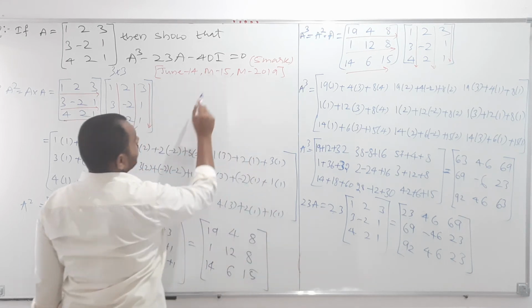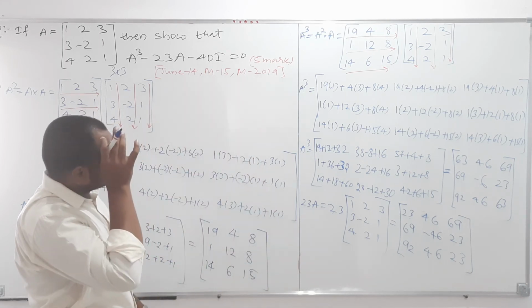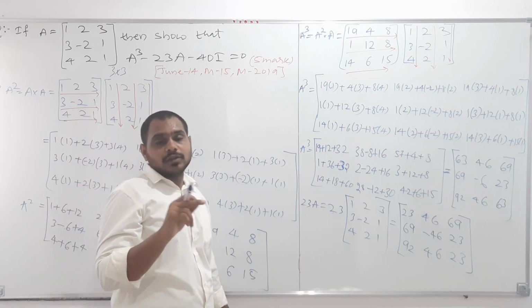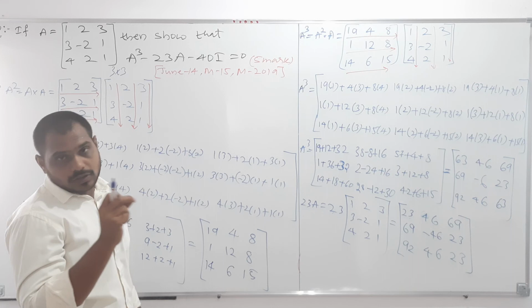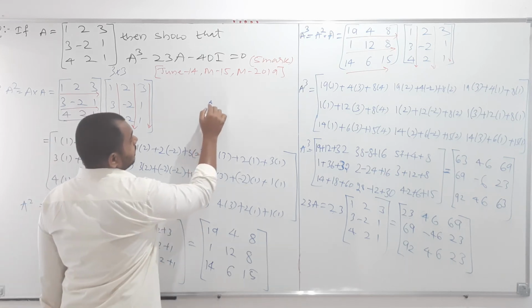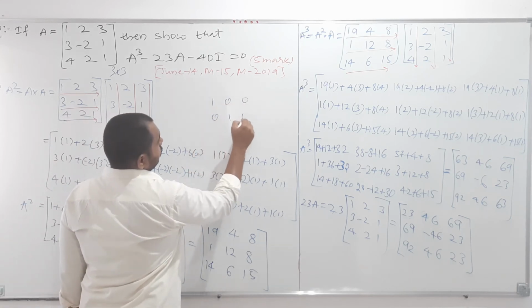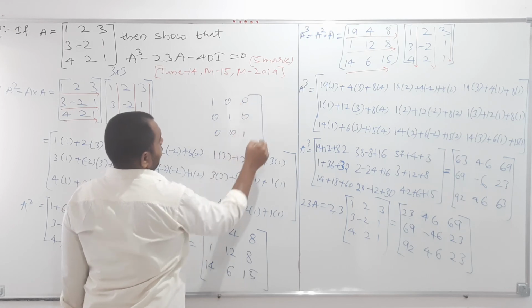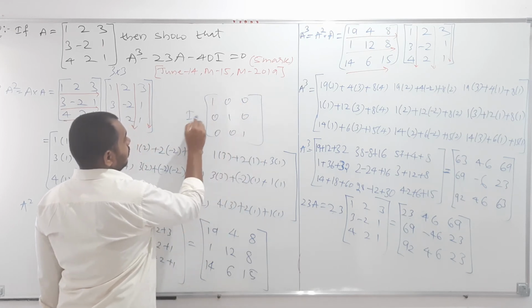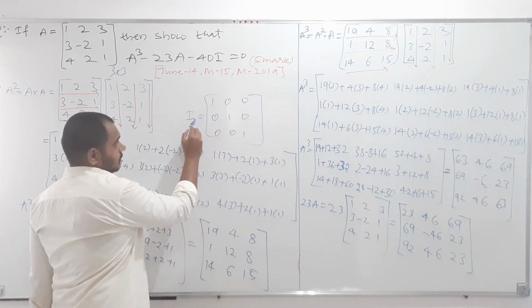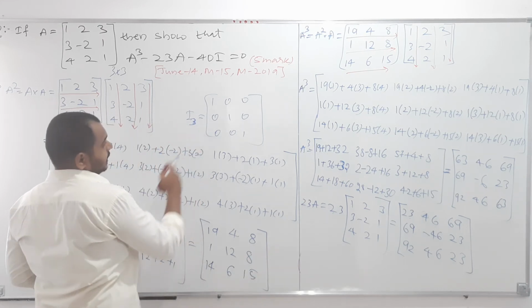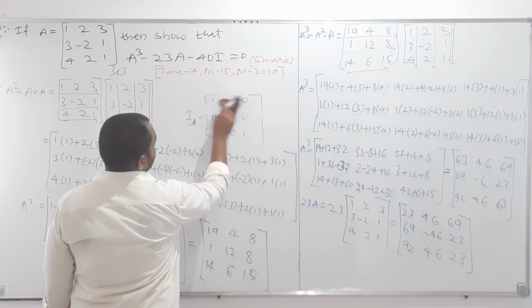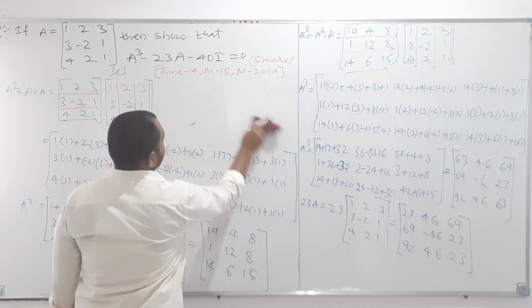40 into I is nothing but the identity matrix multiplied by 40. I should take the identity matrix of the order 3 cross 3. My identity matrix will be 1 0 0, 0 1 0, 0 0 1. This is the identity matrix of the order 3, so you can denote it as I3 or simply I. To this I should multiply with 40.